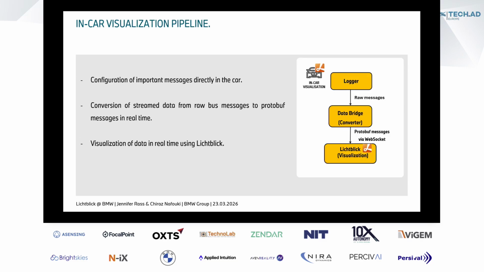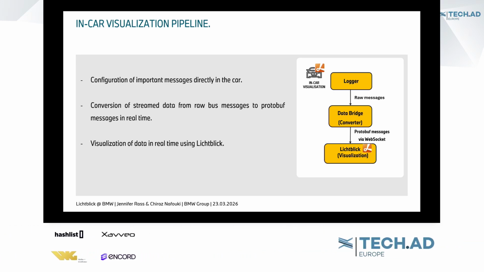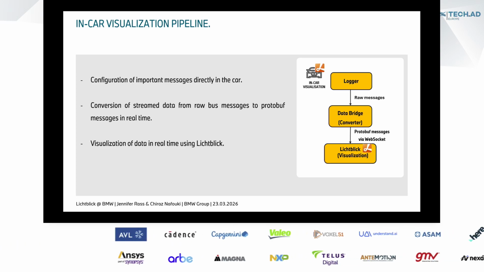Yeah, now we see the pipeline for the in-car visualization at BMW. So it starts with the logger, which captures the raw messages from the vehicle signals, from the sensors, as well as from the function output. And our users configure which messages are relevant for them, depending on which feature they are supporting, so they can see these messages directly in the car as they drive. And then these messages are converted through a data converter that we call data bridge from raw message bus format to protobuf messages in real time too.